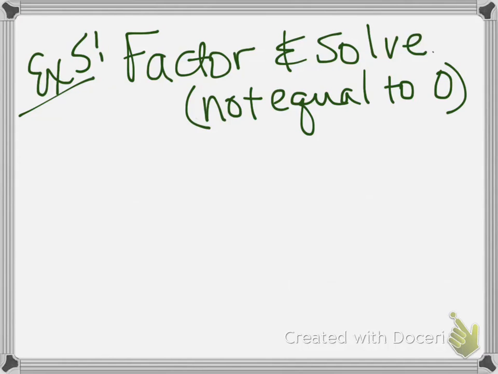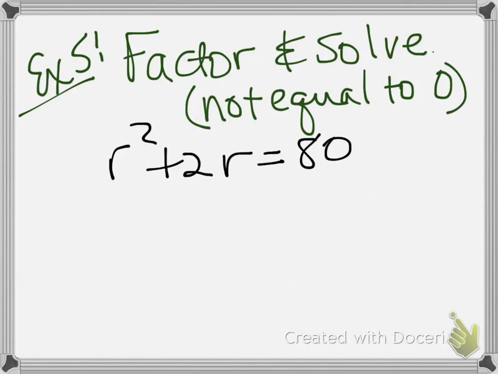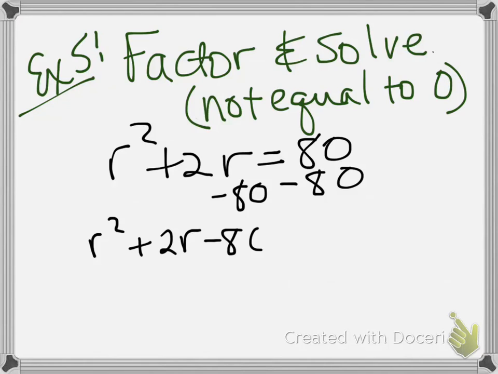Okay, and I have one more example for you. What if my equation's not equal to 0? So I have r squared plus 2r equals 80, but it's not equal to 0, so how do I solve this? Well, my first step is going to be to subtract the 80, so that my equation is r squared plus 2r minus 80 equals 0. It absolutely has to be equal to 0 before I can factor it. If it's not equal to 0 before I factor it, then what happens when I factor it will be wrong. So you have to make sure it's equal to 0 before you factor.